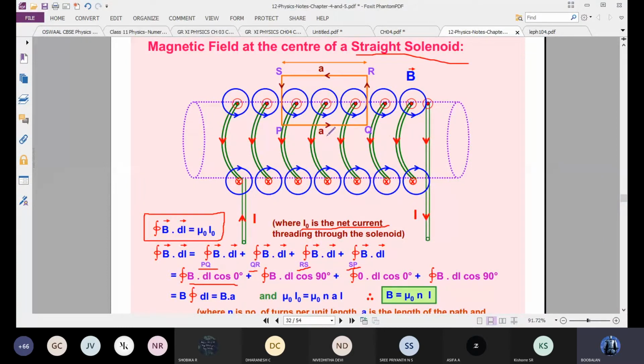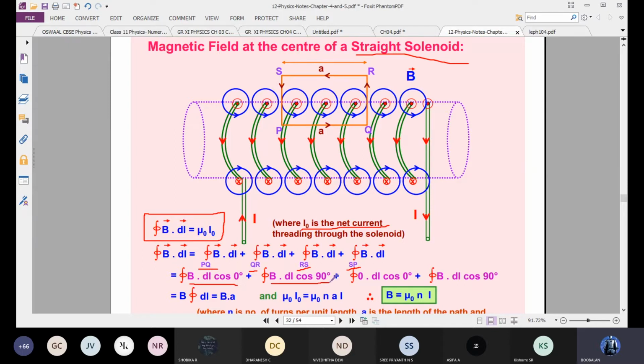Then the theta value is 0. For Q to R, this is the magnetic field. See that the magnetic field and current direction are mutually perpendicular. Q and R, the current direction and dl, the current element, are both perpendicular. Perpendicular means 90 degrees.